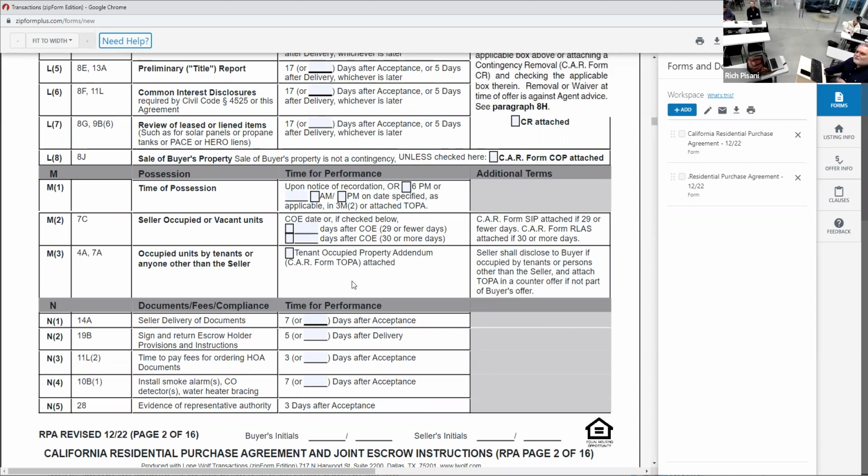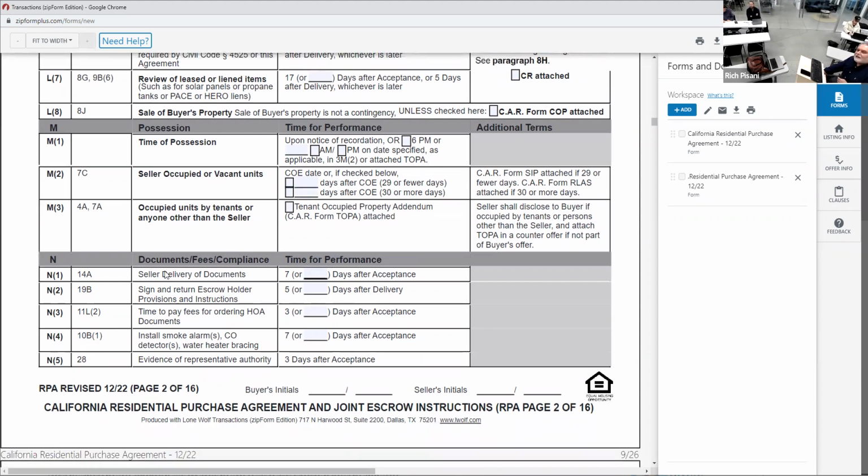So if you check these boxes, it automatically generates these forms. So if it's tenant occupied, then you must use these forms. Seller, okay, so the seller delivery of documents. The seller has 7 days to deliver after acceptance. So 7 days. That's the title, that's disclosures, that's all of that.